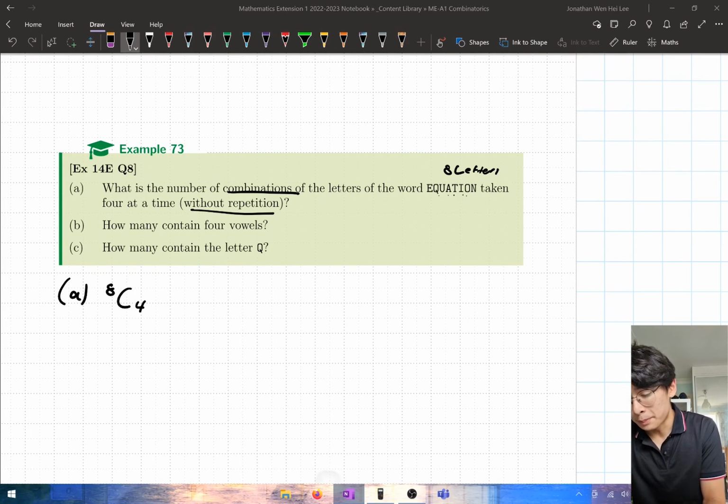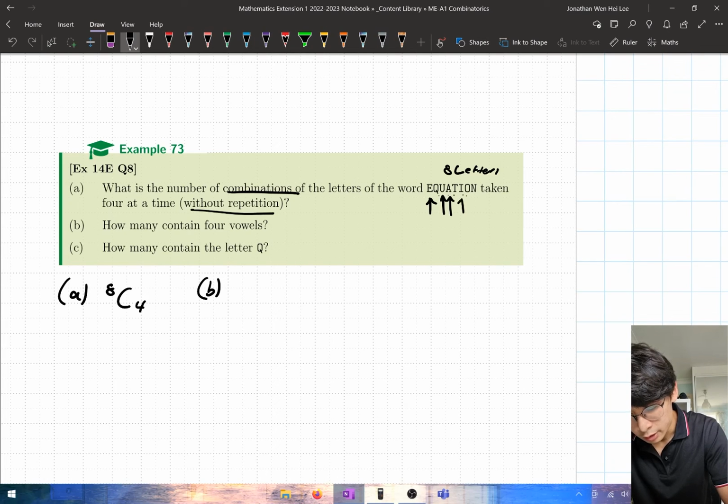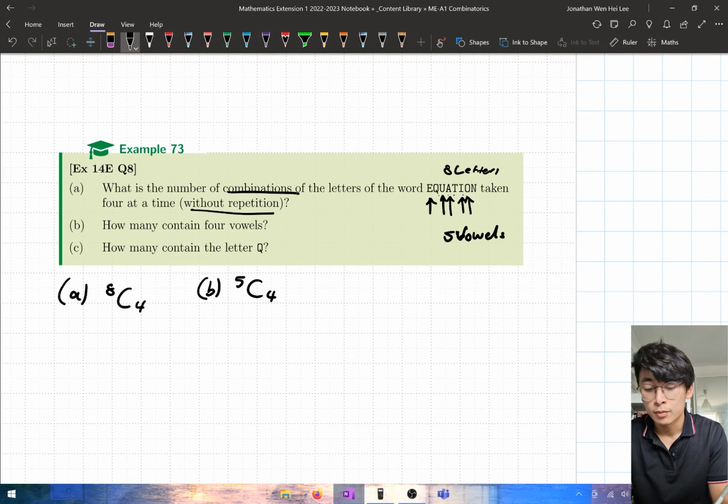Okay, part B. How many contain 4 vowels? Now let's see how many vowels there are in equation. So there's 1, 2, 3, 4, 5. Okay, so there's 5 vowels in my word equation. So we want to create a combination of 4 vowels. How many ways can I do that? Well, there's only 5 vowels available, so I'm going to have 5 choose 4. Because I want to ensure that I'm only selecting out of the vowels. If I want my word to contain 4 vowels, I do 5 choose 4.